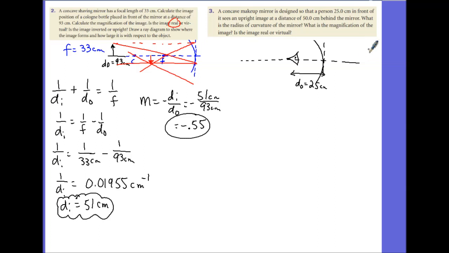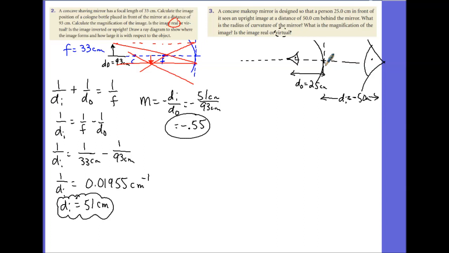It's designed to see an upright image at a distance of 50 centimeters behind the mirror. So what they're going to see here is sort of an enlarged image back here, and it's going to be bigger. And so they might be looking at this and they see an enlarged virtual image. This is going to end up being virtual. It's on that side of the mirror. And we notice that its image distance, di, is equal to 50 centimeters behind, but we have to put that negative in there because it's behind the mirror. Okay, so di would be a negative 50 because it's on the other side of the reflective surface.